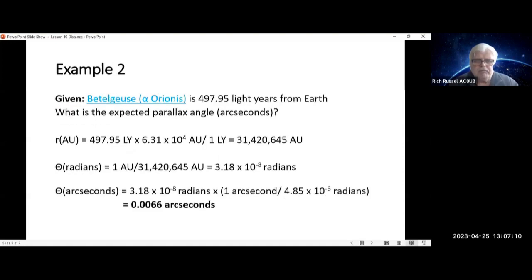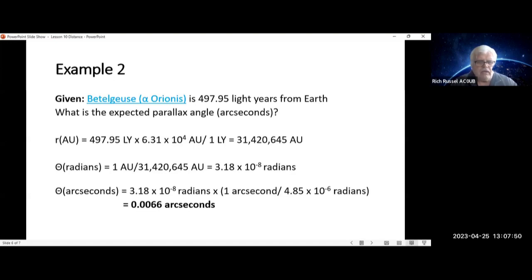Let's do example 2, Betelgeuse. It's 497.95 light years from Earth. So what is the expected parallax angle in arc seconds? If you take the distance and convert it to AU, 497.95 light years, and you apply the conversion factor of 6.31 times 10 to the 4th AU per 1 light year, therefore it equals 31,420,645 AU.